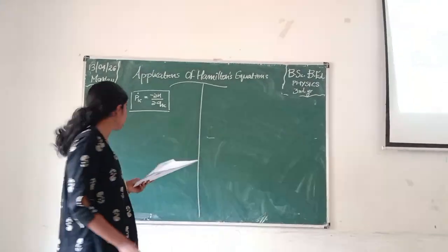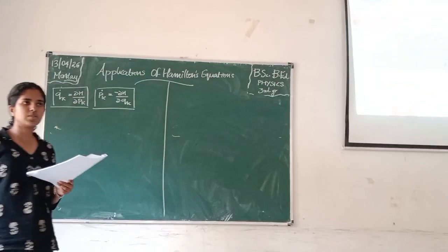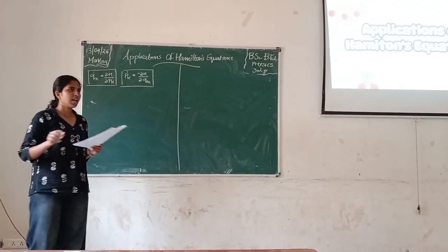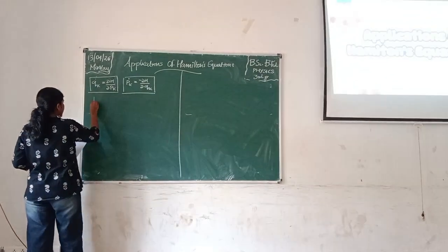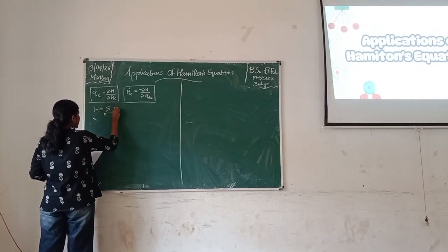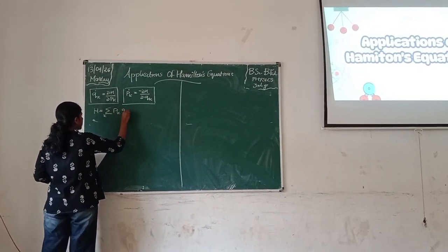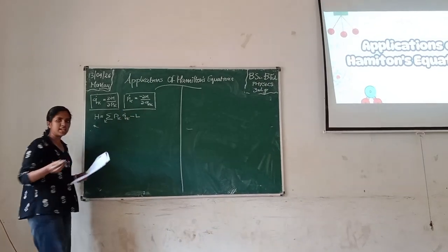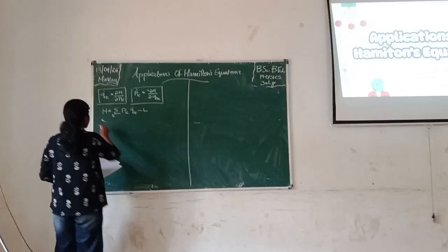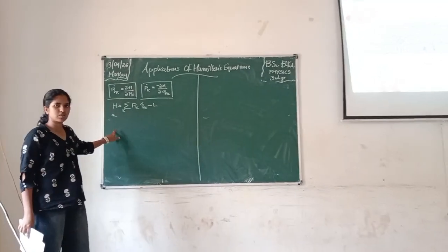Ṗk is equal to minus ∂H by ∂qk, and what is H? H is the summation over k of pk qk dot minus L, where L is equal to T minus V. And this is another equation. We want to know this equation also.